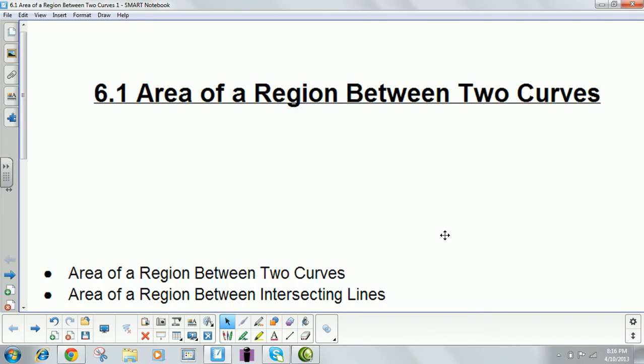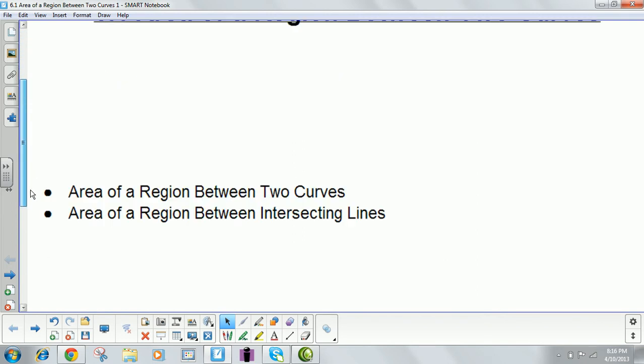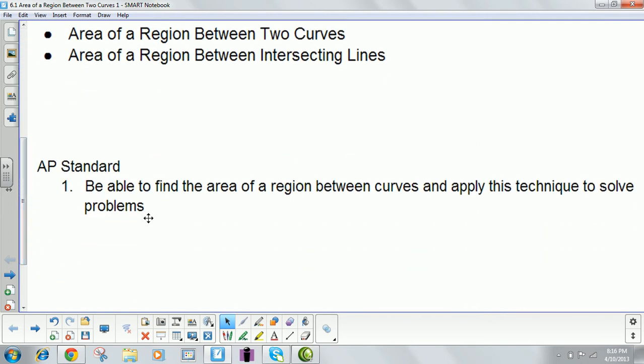Alright, so let's take a look at the area of the region between two curves. We're going to look at the area between two curves, so that'd be like the function and the x-axis, and then the area between two intersecting lines. So you have two problems, and then your AP standard is to be able to find the area of the region between curves and apply this technique to solve problems.